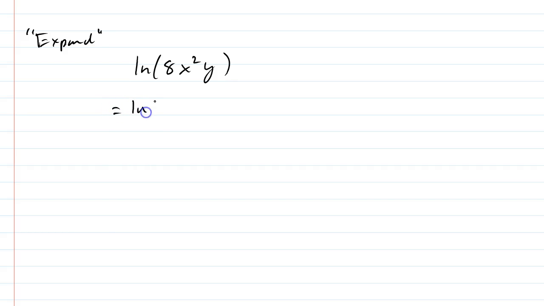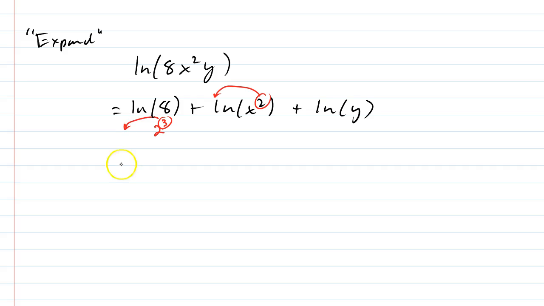So first of all, we could write this as ln of 8 plus ln of x squared plus ln of y, because those are the three things being multiplied inside. And then we actually have powers going on here. We could take this and bring it to the front. But also, 8 could be the same as 2 cubed. So we're going to take the cubed and bring it to the front. So this will actually turn into 3 ln of 2 plus 2 ln of x plus ln of y. And that's fully expanded.